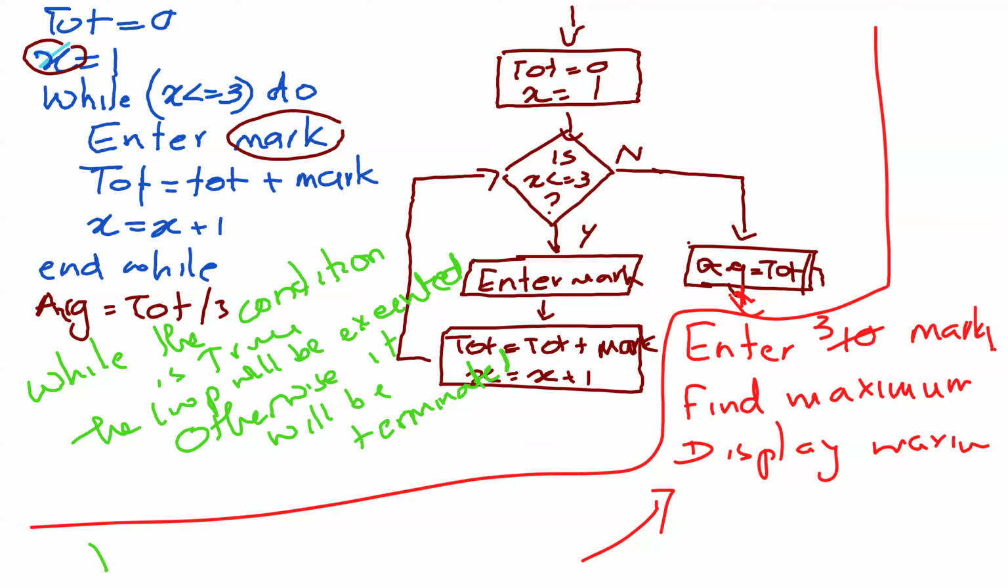Right. Our question is, what is our question? Enter 3 marks. Normally you can enter M1, enter M2 like that. But here I'm going to use a while loop for that job.